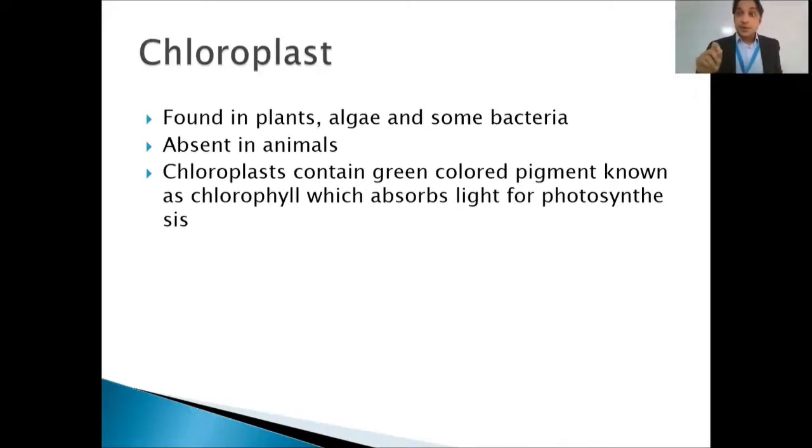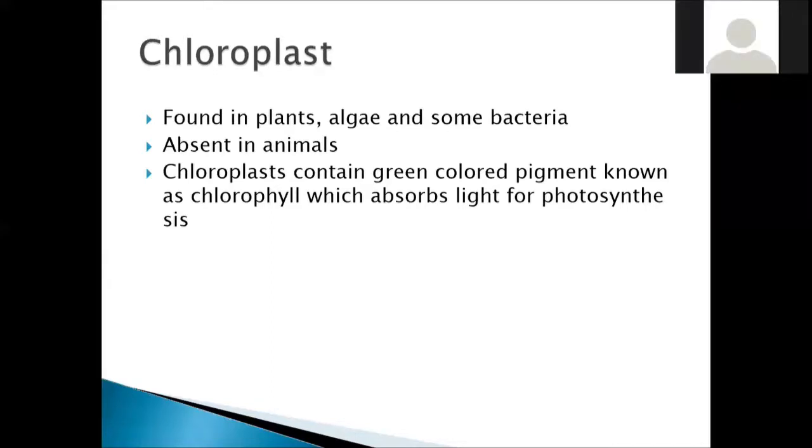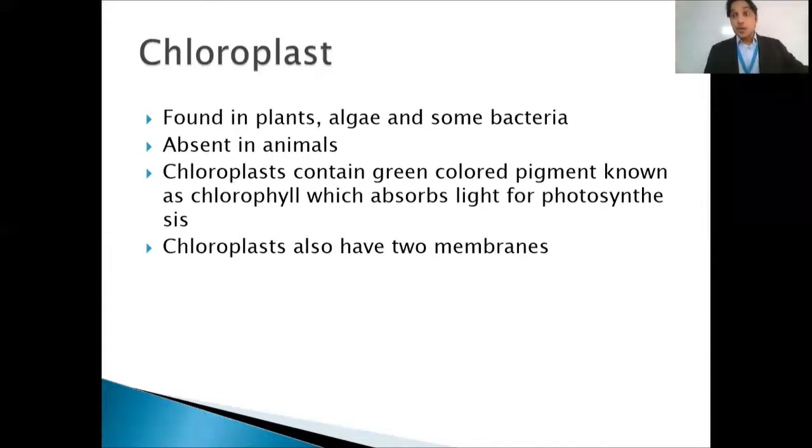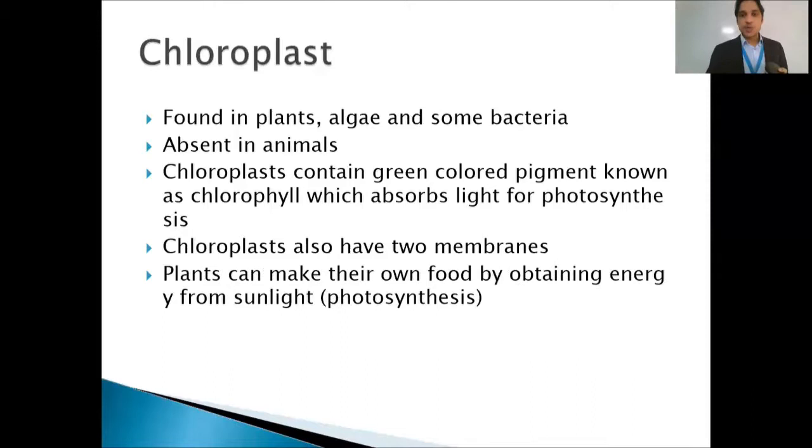That is where the most crucial and critical step of life exists, which is called chloroplast. The green color pigment is called chlorophyll. Chloroplast also has membranes. Since it's a membrane-bound structure, you can guess it is only present in eukaryotic cells. It's not present in prokaryotic cells.